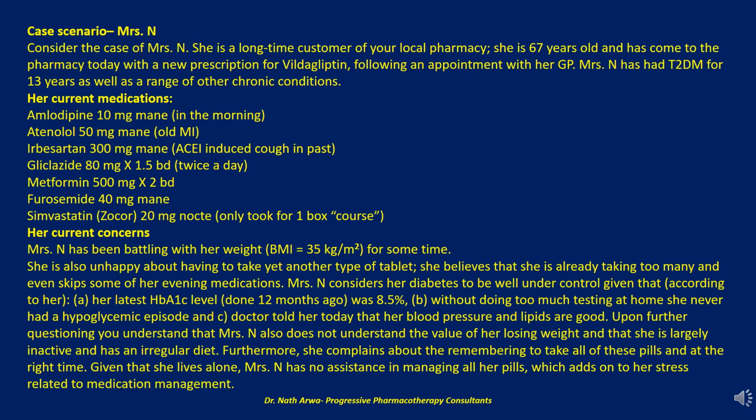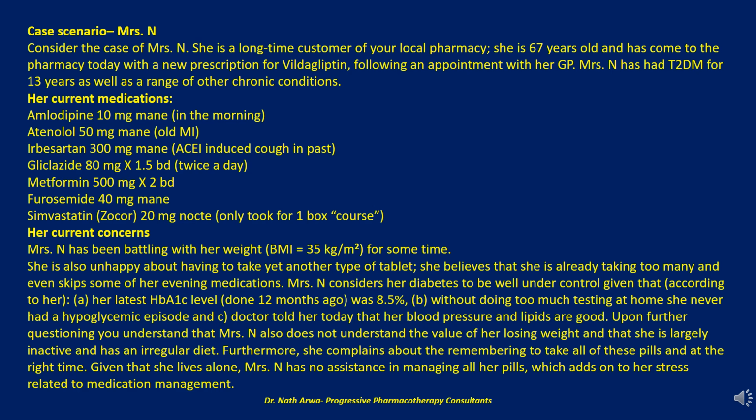Her current concerns include the following. Mrs. N has been battling with her weight. BMI is equal to 35 kg per meter squared for some time. She is also unhappy about having to take yet another type of tablet. She believes that she is already taking too many and even skipped some of her evening medications.